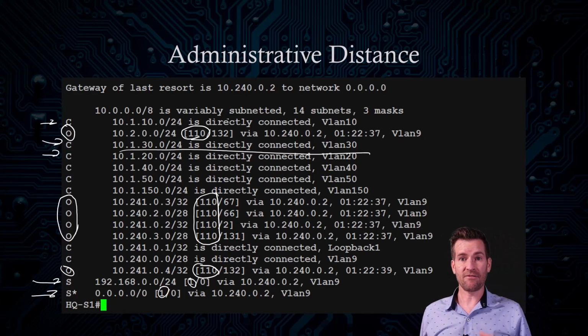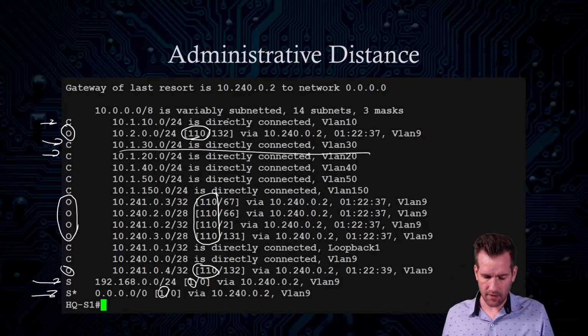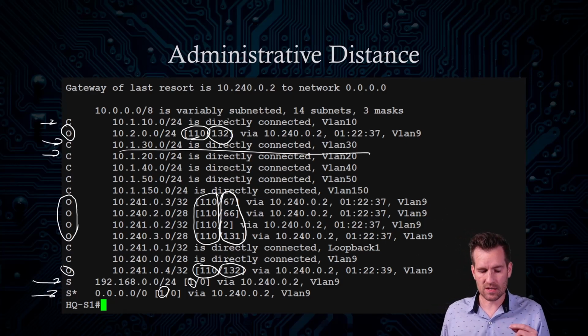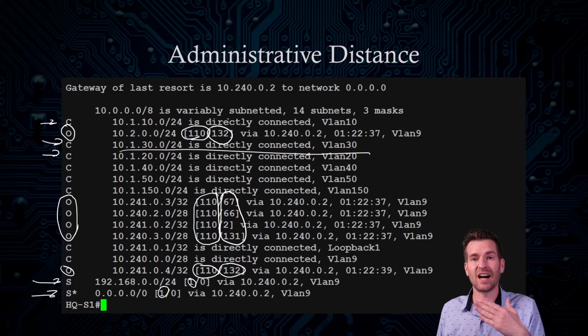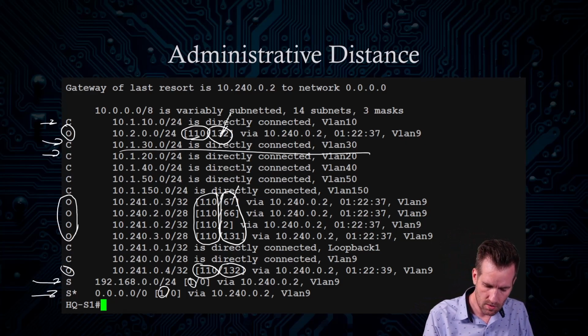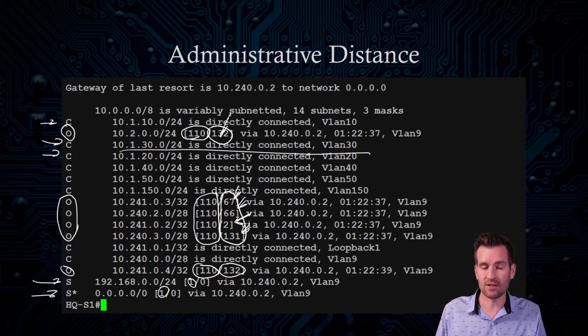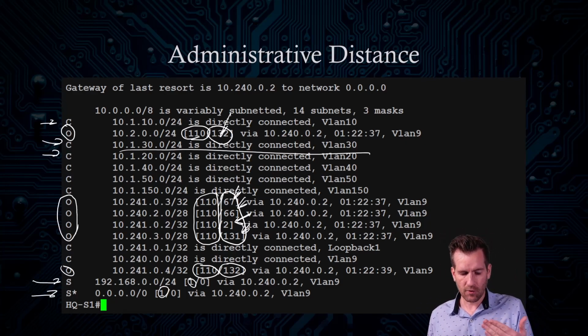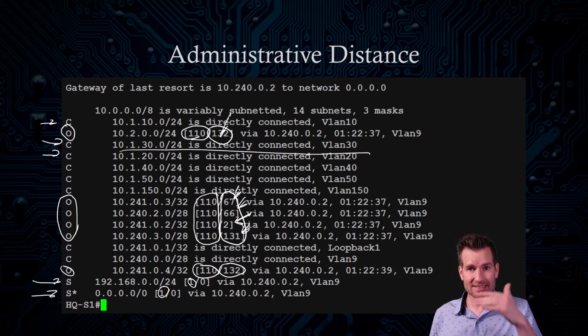The other thing that affects what routes actually get installed on this routing table is this metric right here. Specifically with OSPF, OSPF has a metric of cost. What is the cost to get to that network? We see 132, 67, 66, 2, 131, so we see a different cost to get to these different networks. With OSPF, we're not going to see different costs actually being installed on the routing table. They're going to get weeded out if it's a higher cost to get to that.